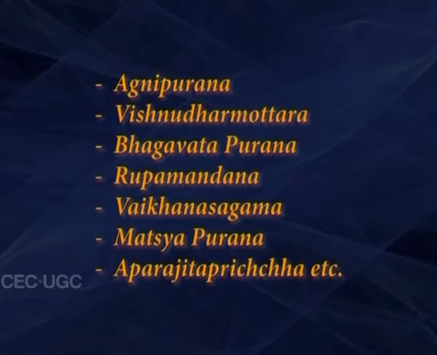The significant sculptures are lying in the collection of the various museums of India. Agni Purana, Vishnu Dharmottara, Bhagavata Purana, Rupa Mandana, Vakhyasa Agama, Vatsya Purana, Aparajita Pricha, etc. are the main sources to understand these images. Mostly the images of the 10 incarnations of Vishnu follow the texts for the exact content and form.